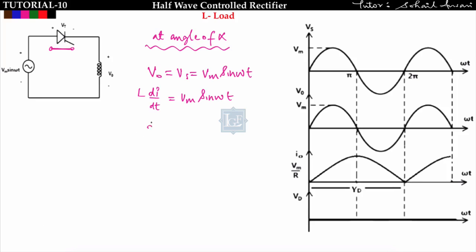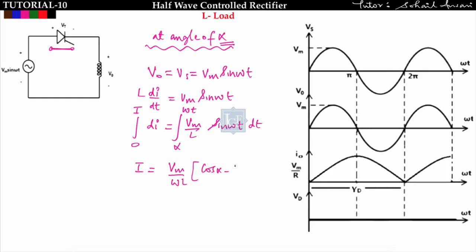Is it fine? So di will be Vm upon L sin omega t dt. Now integrate this from 0 to I, and at what angle am I triggering? I am triggering from alpha to, let us say, since I don't know the extension angle, up to omega t. So I will come out to be Vm upon omega L into (cos alpha minus cos omega t).